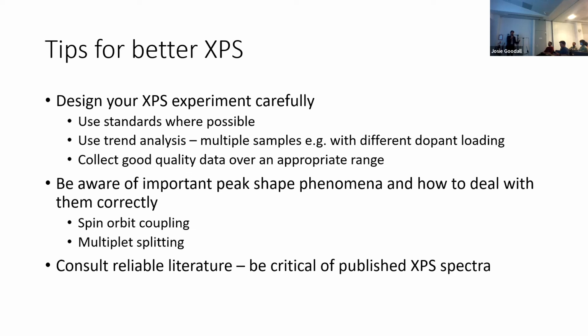Collect good quality data over an appropriate range. Often the default range that comes with the spectrometers might not be wide enough, especially for elements which have a very large range of chemical shifts. So be critical of that. Think, I can just collect a wider range. It's almost never wrong to do that. You don't have to be lazy and collect 1,000 eV, but just add a few eV to each side, and you'll probably have data which is much easier to analyze.